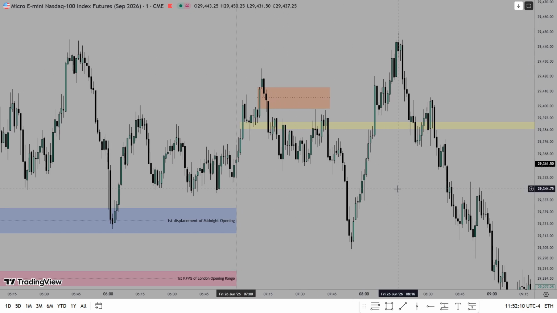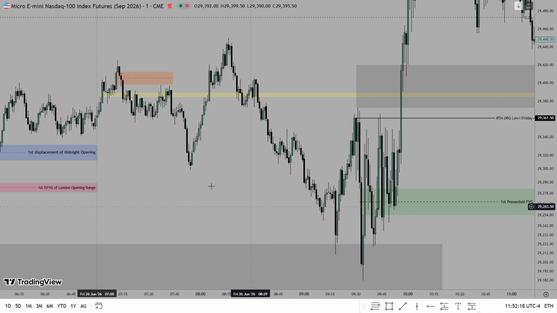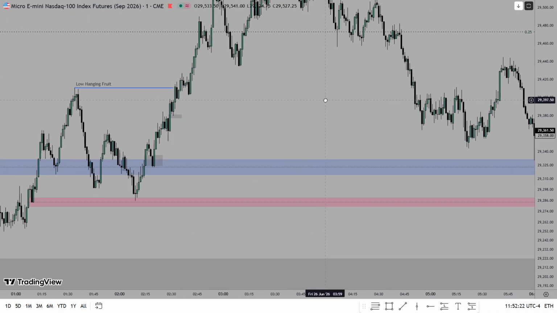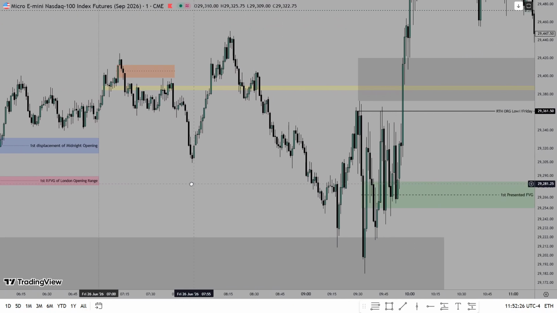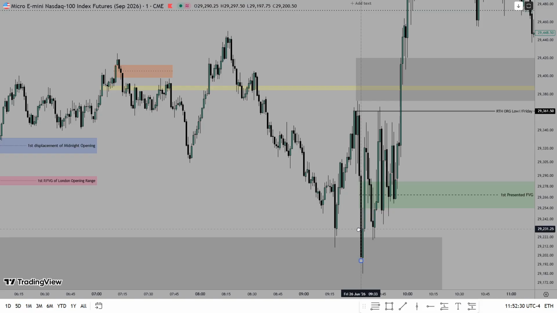There was some glitch that happened inside this micro and mini contract many times. So this was the trade on the pre-market session, and this was the London session. Then, then come to the 9:30.